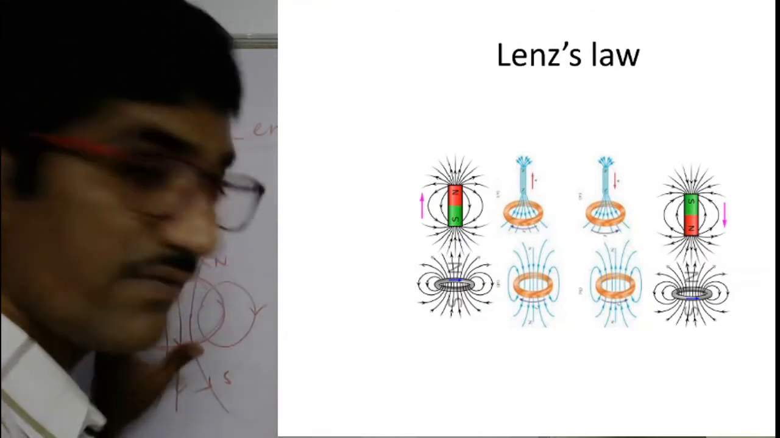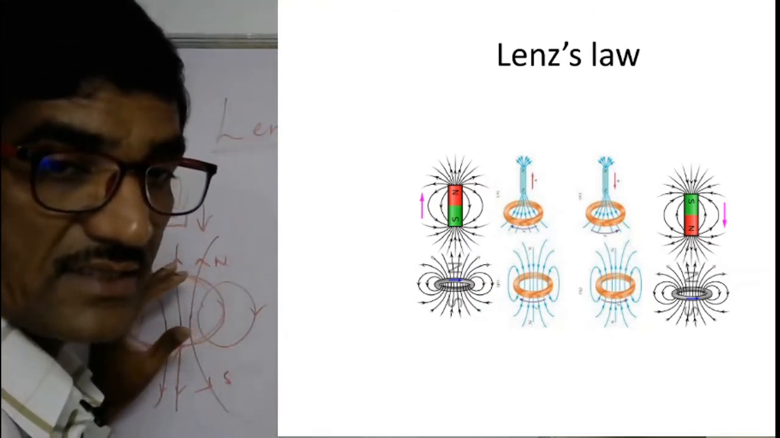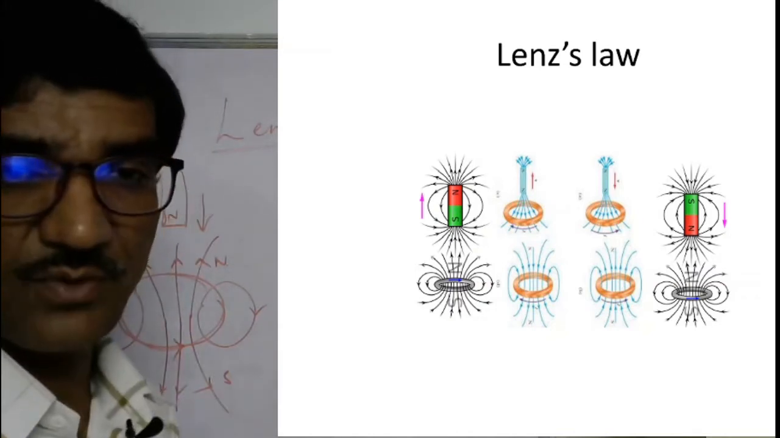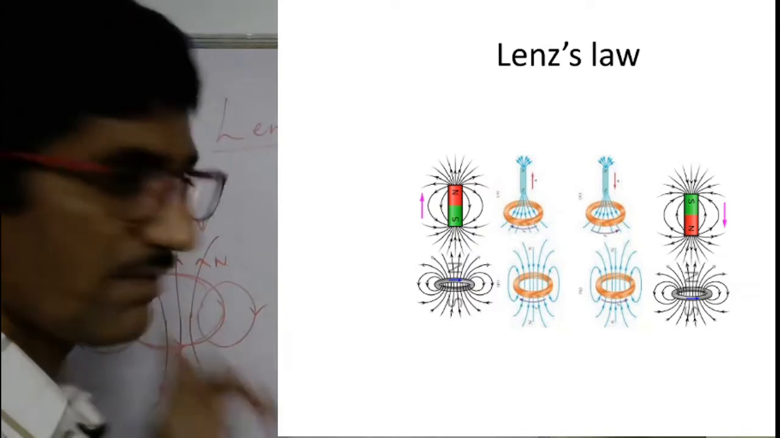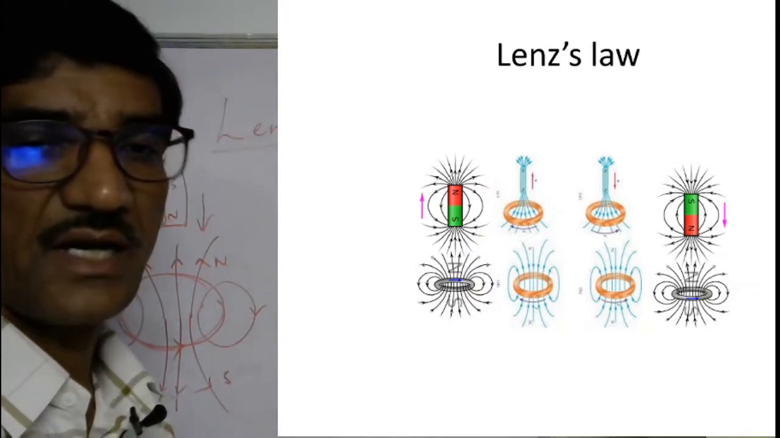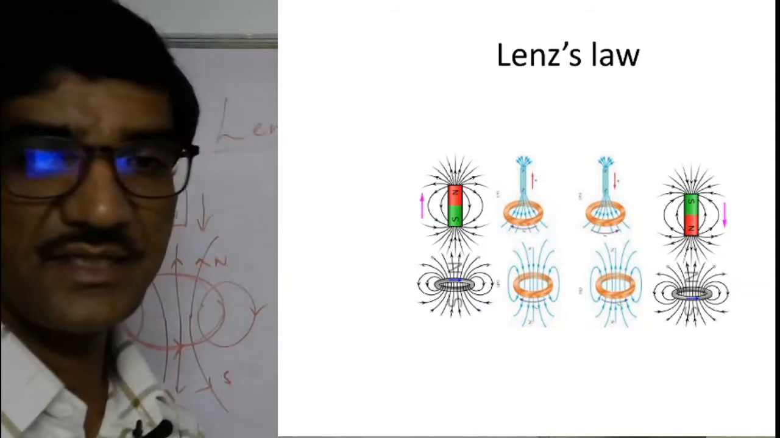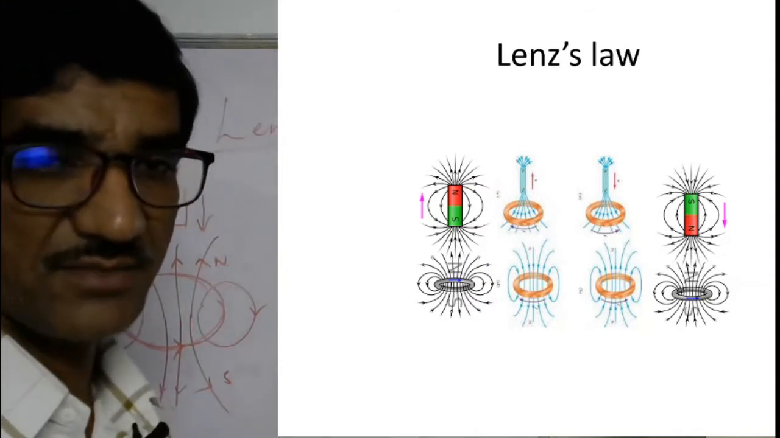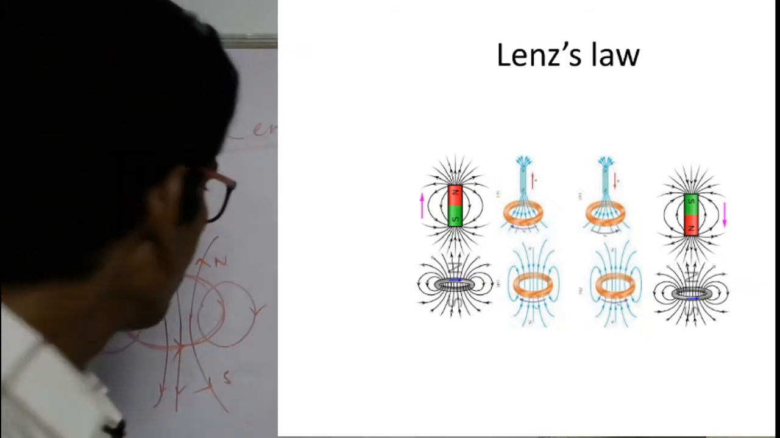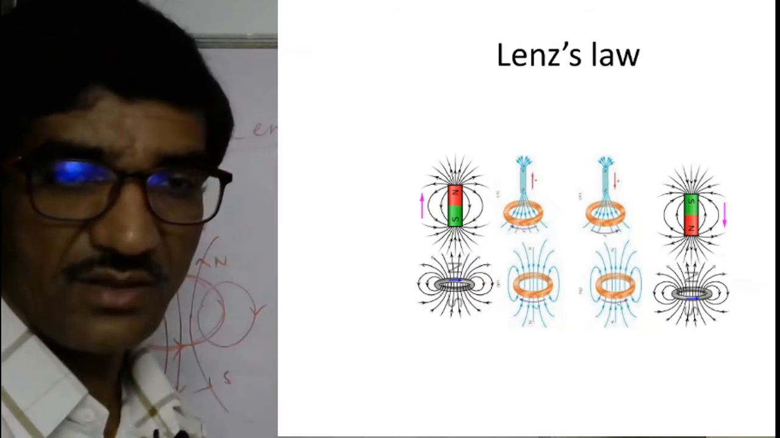Now this ring is behaving like a magnet such that its north pole faces the magnet's north pole. Then what happens? Usually it stops the magnet coming towards it. That means the induced current is stopping the rise in the flux due to the motion of the magnet. Okay? Yeah, this is Lenz law.